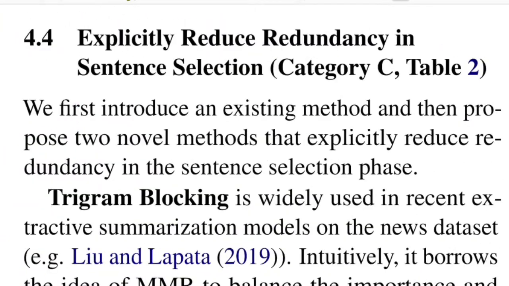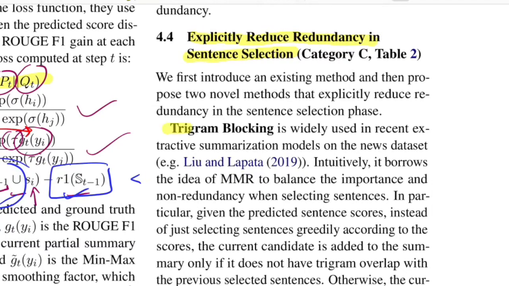Now jumping to the last section, where they talk about explicitly reducing the redundancy in the sentence selection phase. The first one that we saw was while decoding. The second one was where you introduce an extra loss function for explicitly handling the redundancy part of it. Whereas in this phase, once you're done scoring and all of the scores are generated, while selecting, what can you do to reduce the redundancy? So the first method is called Trigram Blocking.